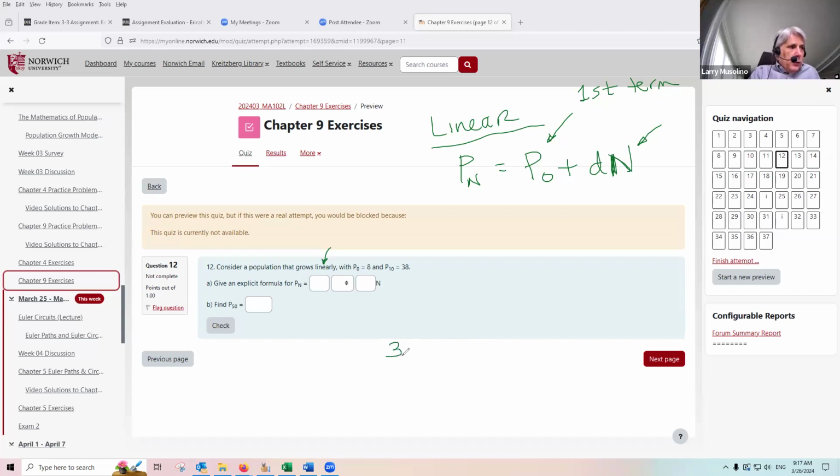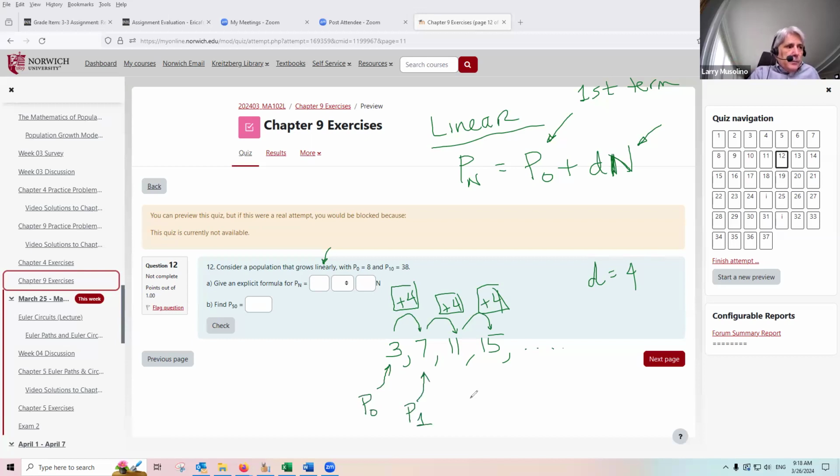When you write out some terms, let me give you an example. I'm going to use 3, 7, 11, 15, etc. I'm noticing these are adding 4 as I go from one term to the next. That 4 we call the common difference. It's the number you add to get to the next term. That's what the D represents. D is the number 4 in this example. Now, the way you label these is I'm going to call this first term P sub 0. The second term is P sub 1. The third term is P sub 2, and so on.